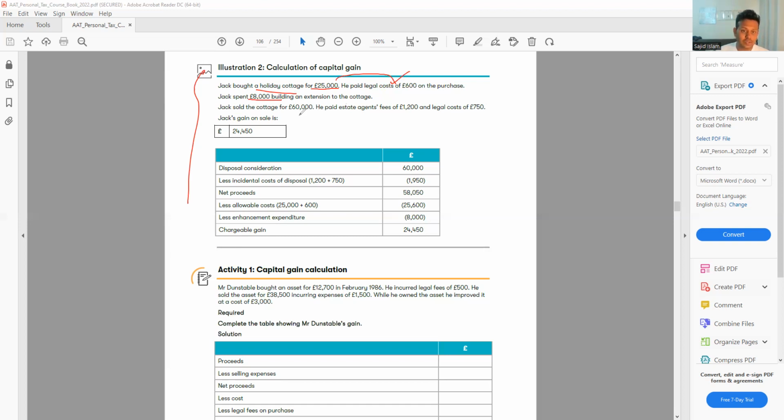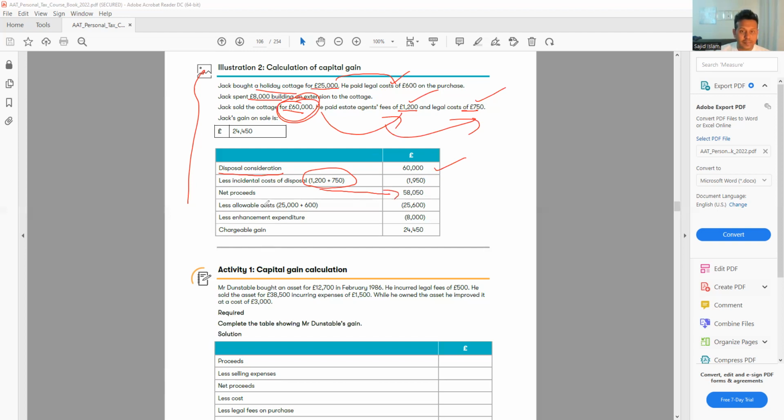Jack sold the cottage for 60,000. He paid the estate agent 1,200 and legal cost of 750. So this is basically the selling cost. To make it sellable, I have to spend this cost. So 60,000 I sold it for, but actually I'm not going to receive 60,000, because 1,200 will be taken by the agent and 750 by the legal person. So the disposal consideration is 60,000. Then I have to minus these two, because I'm not going to receive them. So the net proceeds, what I'm actually going to receive, is 58,050 pounds.